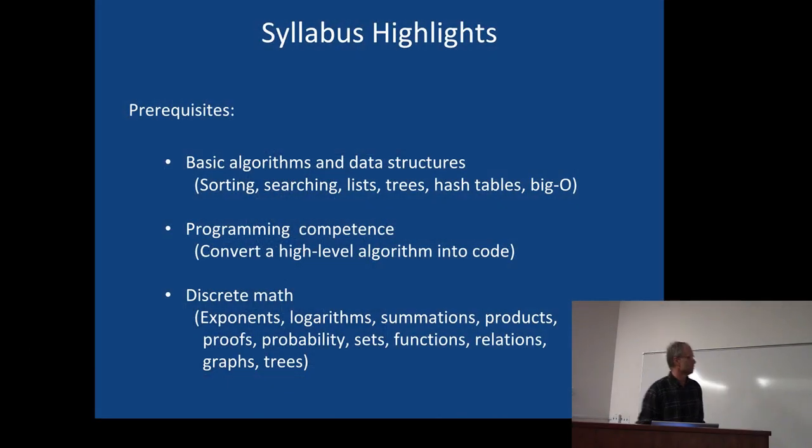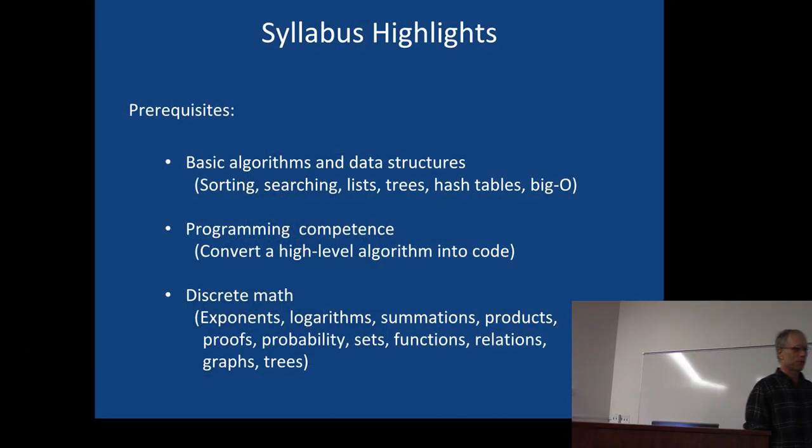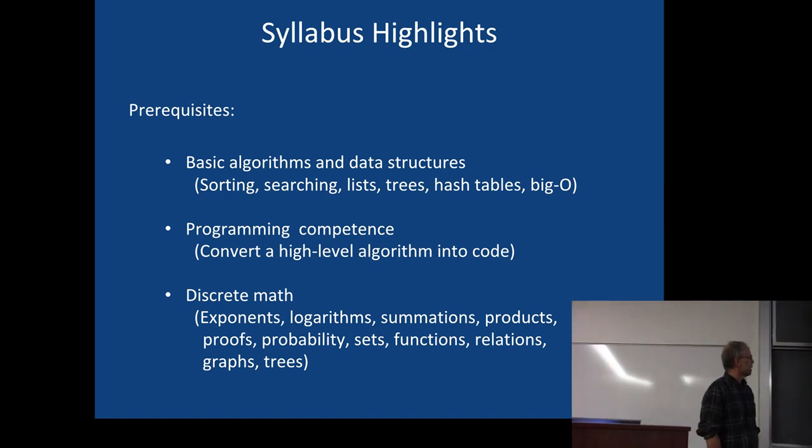Okay, so let's talk first about the prerequisites for the course. You need to understand basic algorithms and data structures, as in 2420. So you should be solid with algorithms for sorting and searching, lists, trees, hash tables, big O notation. Okay? We'll do some reviewing at the beginning of the course, first week and a half or so.